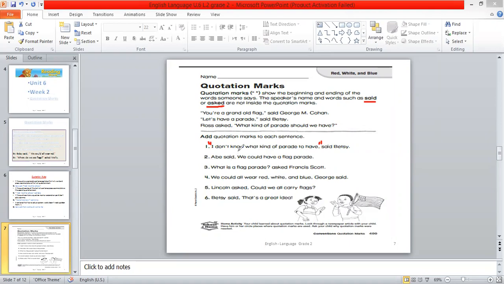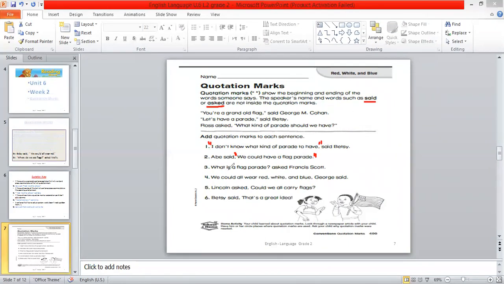Okay, number two. Abe said, now notice here the word said. We could have a flag bird. So where should I put the quotation marks? Here, before, and after the comma. Okay. And we have to end the sentence with the other quotation mark. So we are going to put one at the beginning and also at the end.